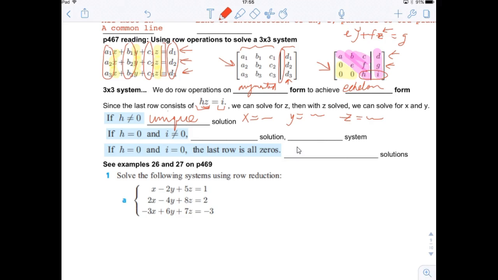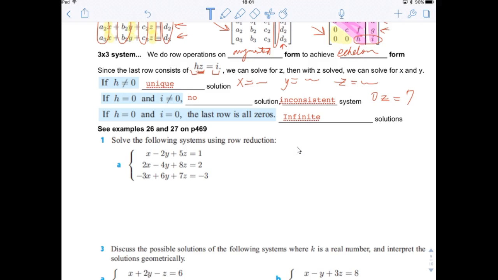If h equals 0 and i is not equal to 0, that means at the very end we're going to have something like 0 times z equals some number that's not 0, like 7. Now, 0 times z is 0, right? 0 equals 7 makes no sense. So that would yield no solution, and it would be an inconsistent system. If h equals 0 and i is equal to 0, then you would end up in the last row with 0 equals 0, which is always true no matter what the value of z is. So that would mean there are infinite solutions.